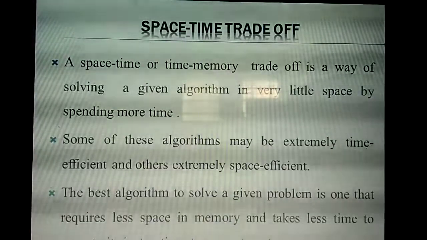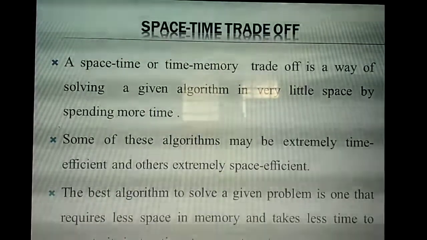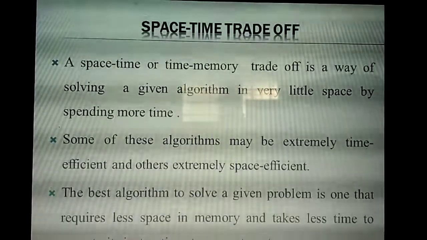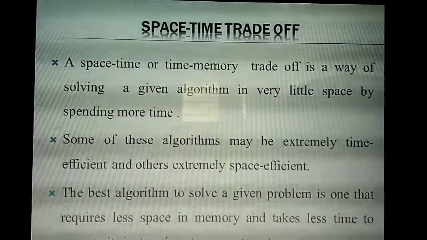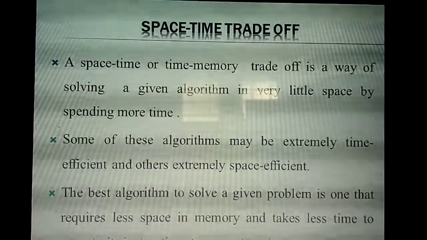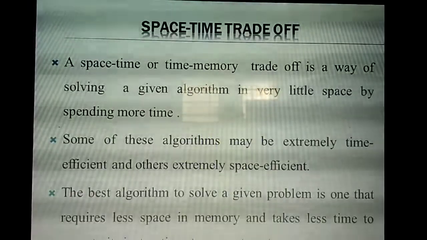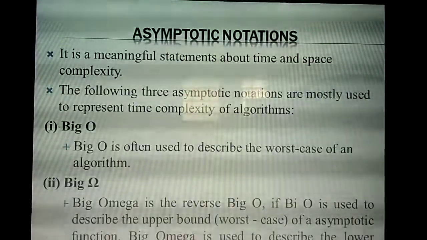Okay, what do they call the best algorithm? If you are defining a best algorithm, that algorithm will always take very little memory space and less time to execute a particular program. What's the best algorithm they are telling? Best algorithm means it will always take very little space to store a particular program and less time to execute. Understand? Yes. Next one is asymptotic notations.